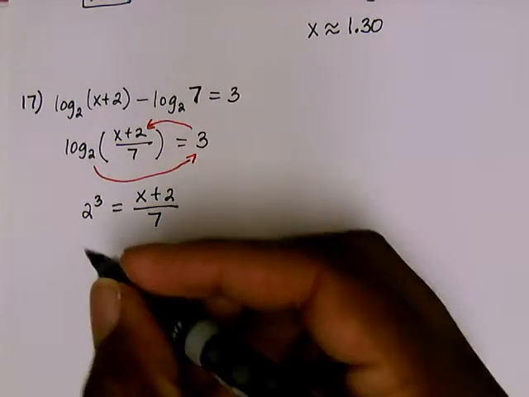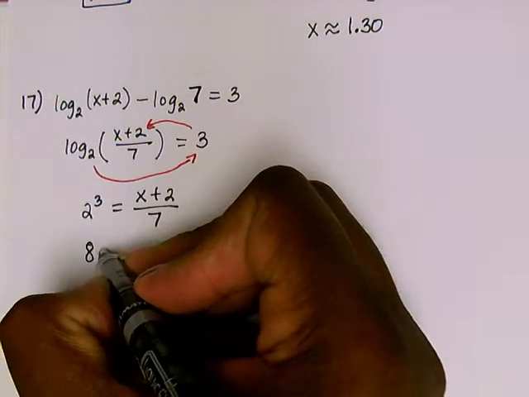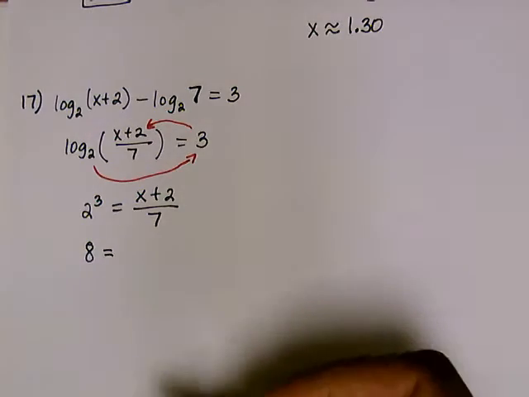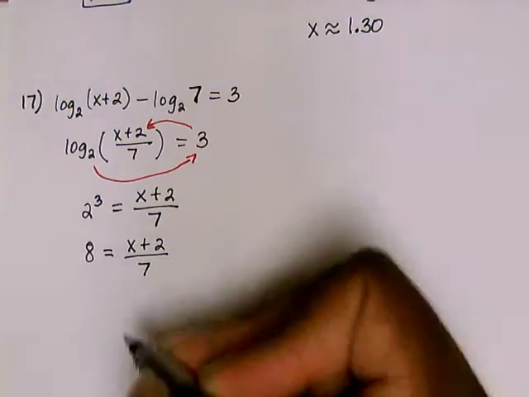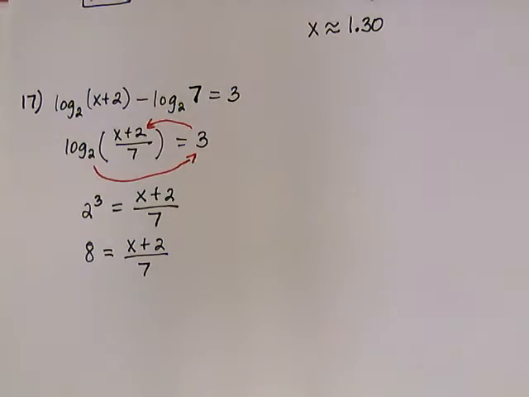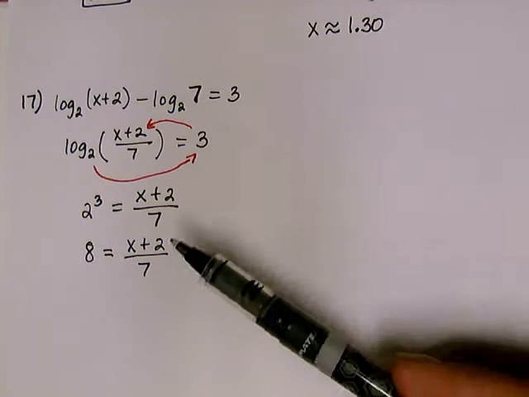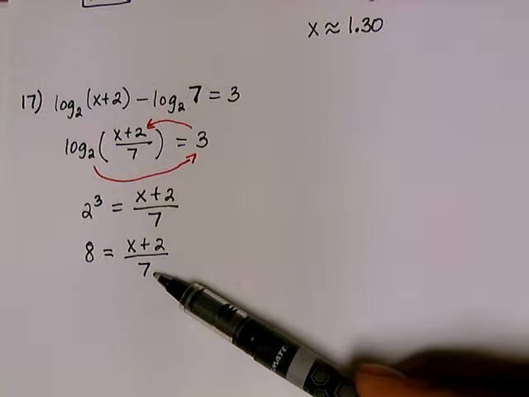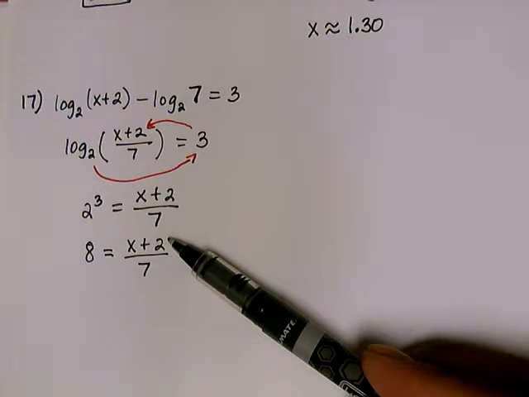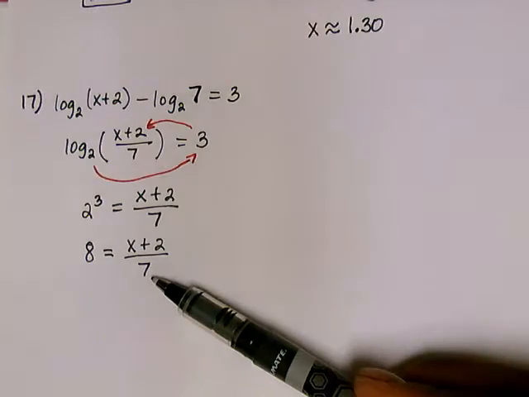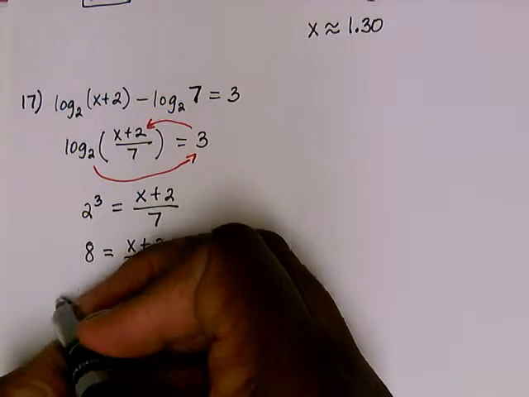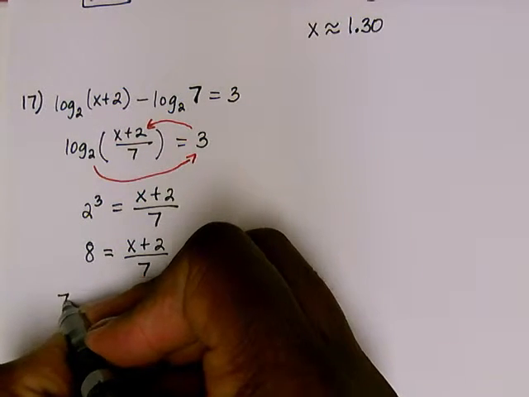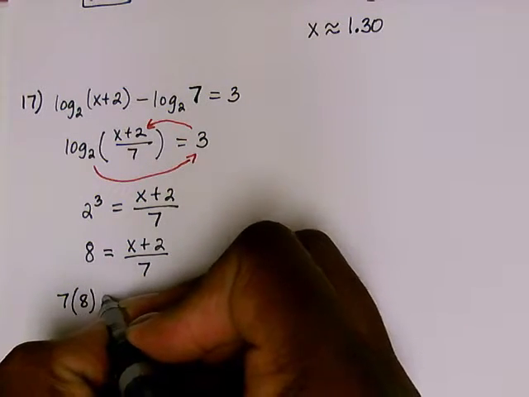Now 2 to the third power will be 8. It's 2 times 2 times 2. So the 8 is equal to x plus 2 all over 7. Now I need to get rid of that 7 that's in the denominator. Here the x plus 2 is being divided by 7, so the opposite of division is multiplication. So I need to multiply both sides by 7.